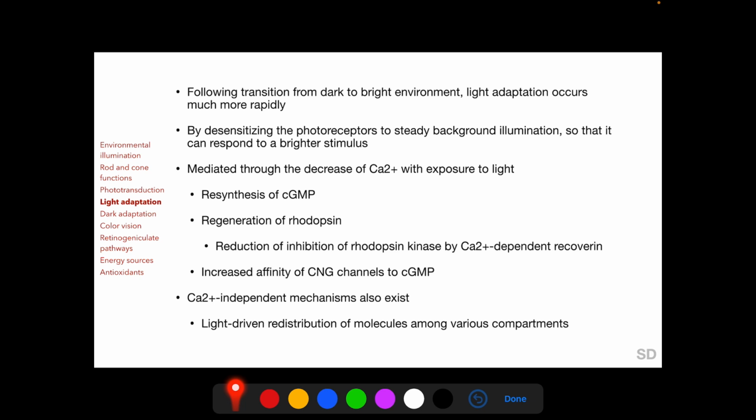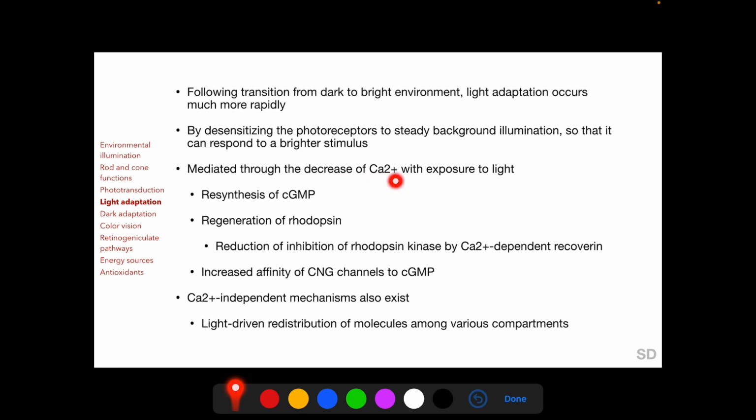Light adaptation occurs by desensitizing the photoreceptors to steady background illumination so that they can respond to a brighter stimulus, and this is mediated through the decrease of intracellular calcium ion concentration with exposure to light when the CNG channels close. Decrease of intracellular concentration of calcium leads to resynthesis of cyclic GMP by stimulation of guanylate cyclase enzyme, regeneration of rhodopsin, and also increased affinity of the CNG channels to cyclic GMP.